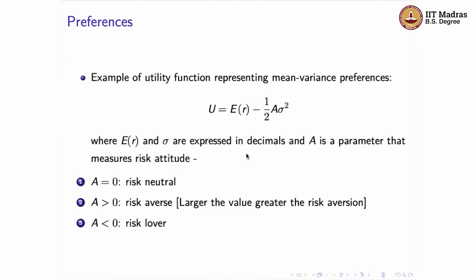We could have also thought about risk loving in this framework. In that case, we would need A to be less than 0, in which case the person actually ends up liking risk because you have minus half A. So if A is negative, this becomes a positive function of sigma squared, right? So the more risk, the better off this person is if A is negative. But we are not going to be focusing on that case. Most of our focus is going to be on the case where we have a risk averse person.